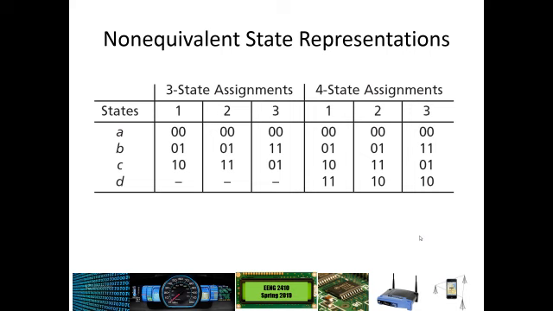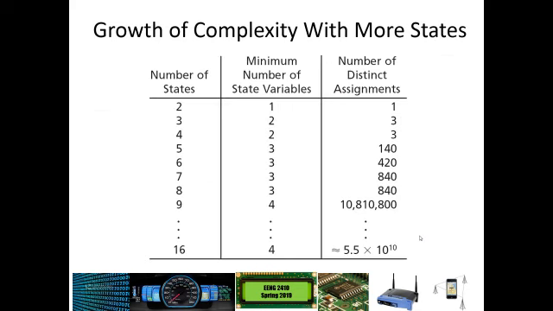If you were to have 4 states, you would also have 3 non-equivalent state representations, because the last state that you would add would just have the binary value that wasn't used by the 3 states you already had. Now, things start getting tricky if you end up needing more than 4 states. So if you end up needing 5 states, there's 140 distinct state assignments, 6, 420.